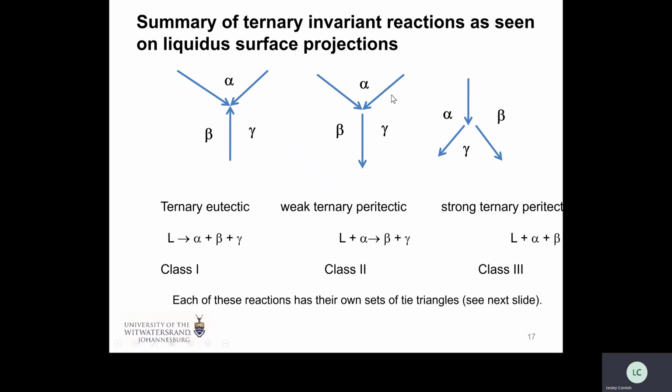If you've got two arrows going in and one coming out, that's a weak ternary peritectic. So liquid is reacting with alpha and leaving it behind and going to form beta plus gamma. Okay, and the other one, which I've chopped off, is a strong ternary peritectic, which is liquid reacting with alpha and beta to form gamma, which isn't there, and that's class 3.